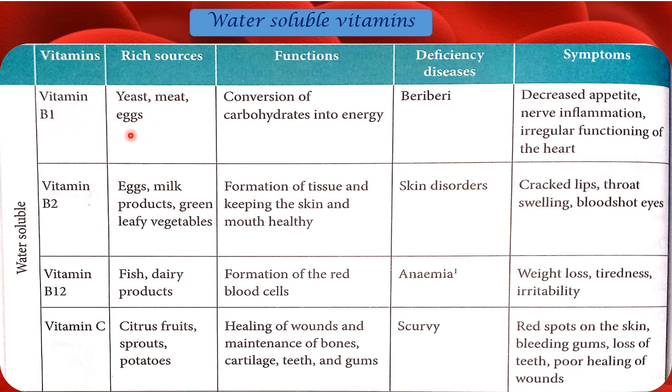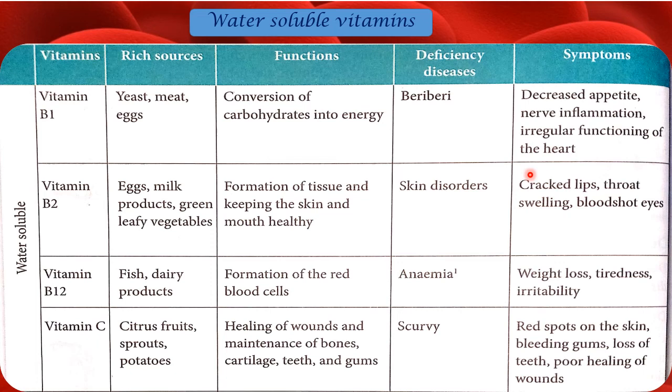Rich sources of food are yeast, meat, eggs, and the main function is conversion of carbohydrates into energy. So this plays a vital role where the carbohydrates that we intake are converted into energy. The deficiency disease caused is called beriberi. So what is this beriberi? The symptoms are decreased appetite, nerve inflammation, and irregular functioning of the heart. So the nerves will get inflamed, and the heart will not function properly. Some irregularities will be seen in the heartbeat.